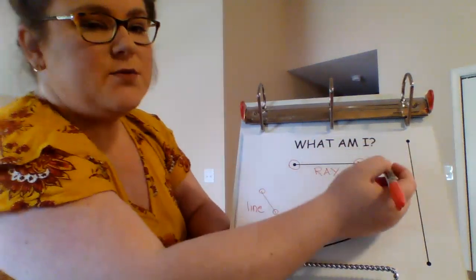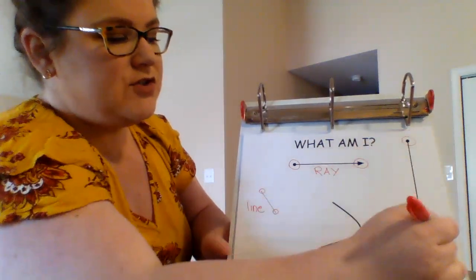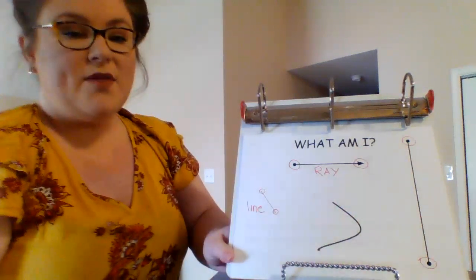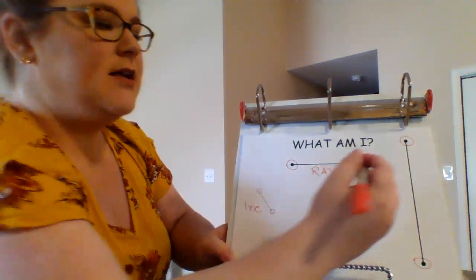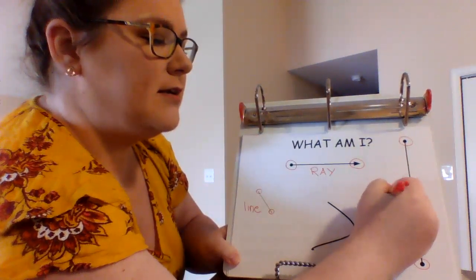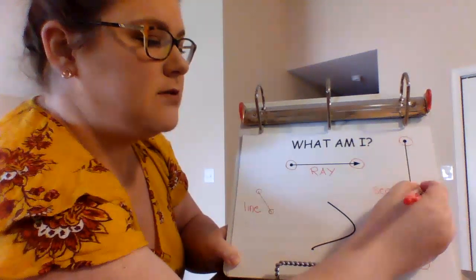Okay? This one over here, notice that it has two endpoints. So that means it is a piece of a line. This is showing us a line segment, okay?